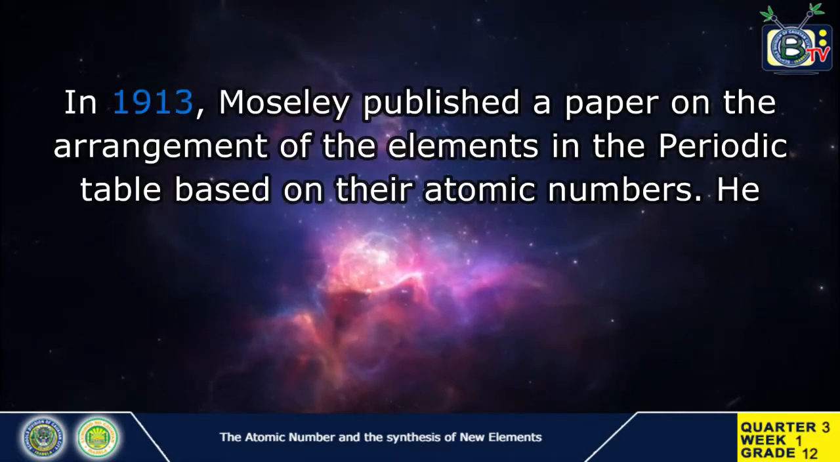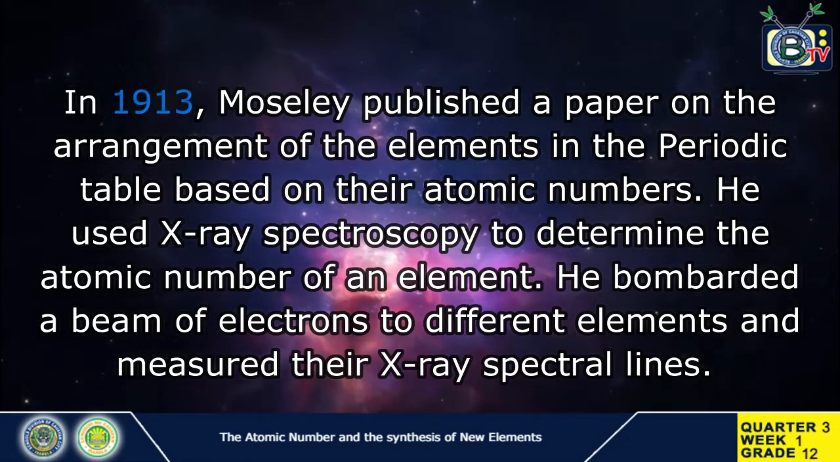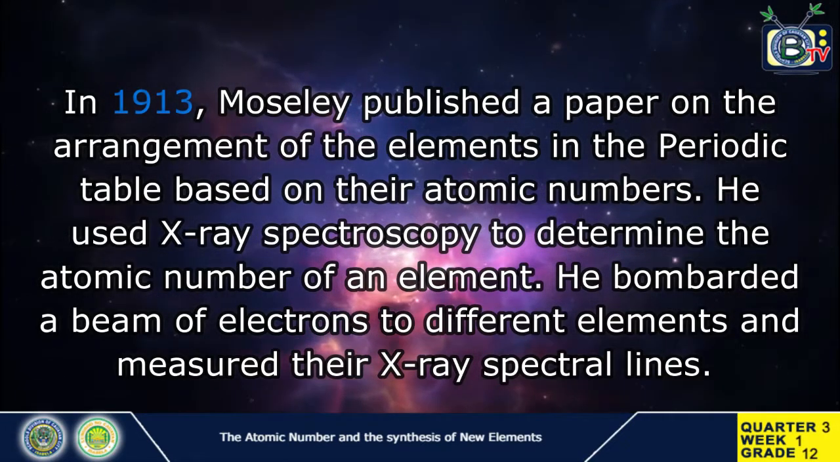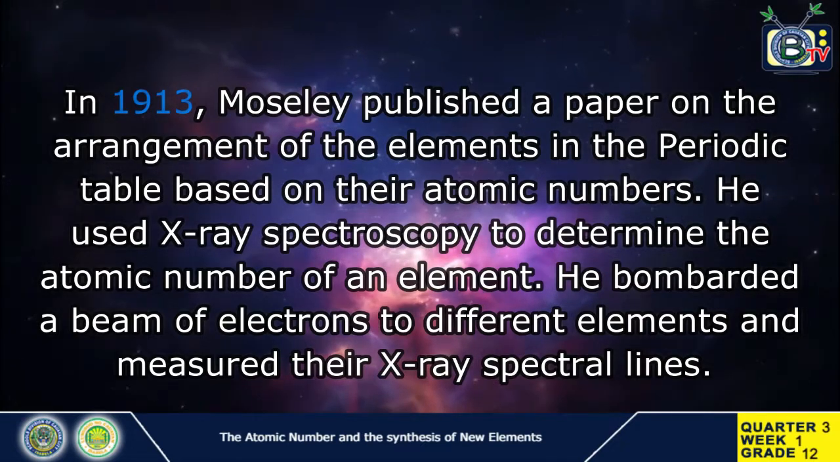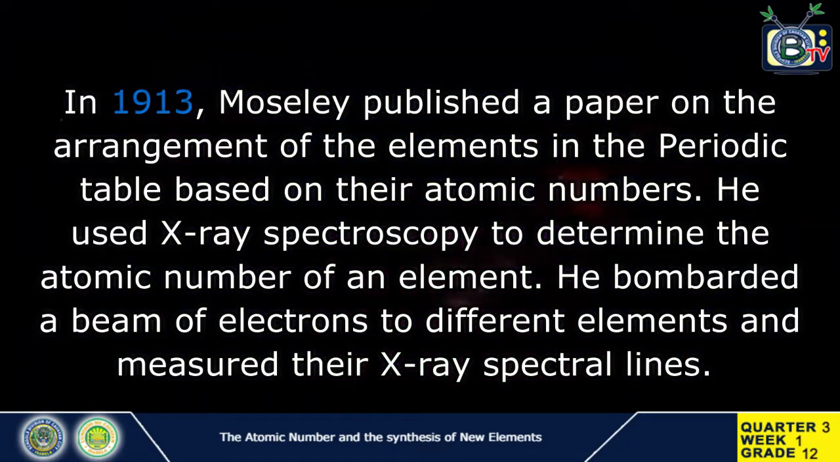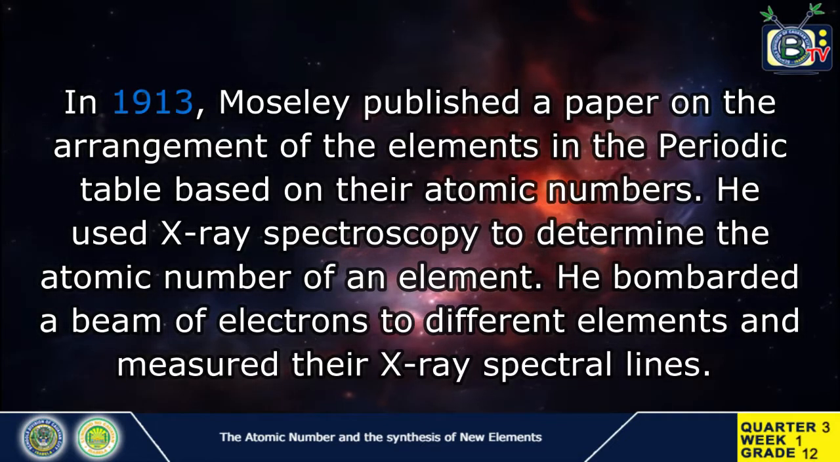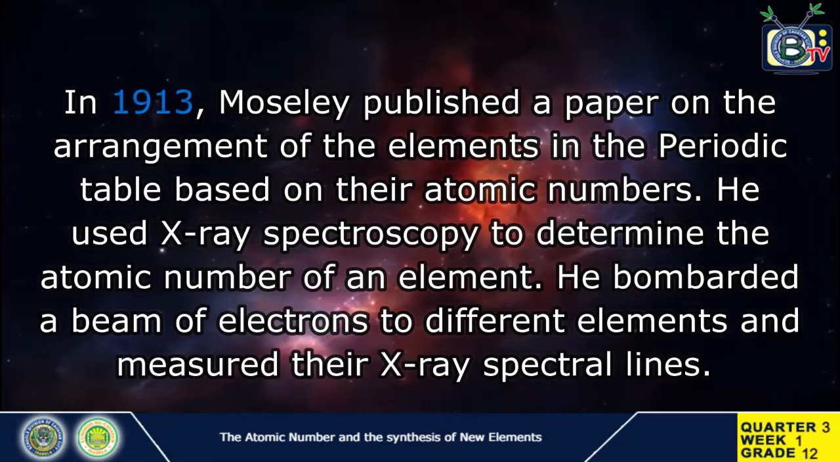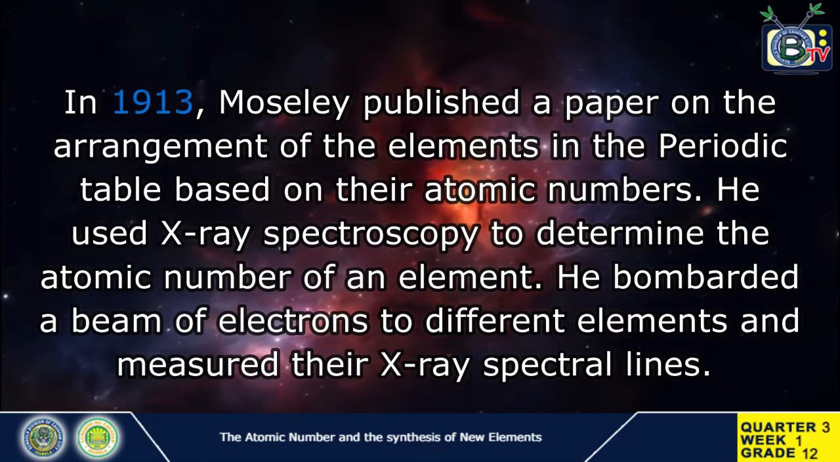In 1913, Moseley published a paper on the arrangement of the elements in the periodic table based on their atomic numbers. He used X-ray spectroscopy to determine the atomic number of an element. He bombarded different elements with a beam of electrons and measured their X-ray spectral lines.